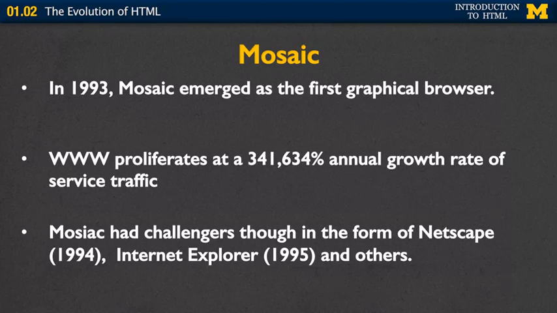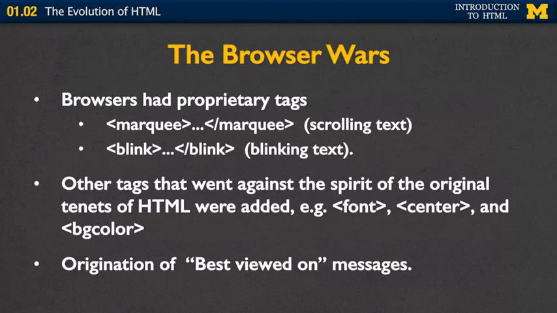Mosaic had challengers though, in the form of Netscape, Internet Explorer, and other browsers. This was the start of what we call the browser wars. Each of these browsers decided that they wanted to create proprietary tags that would only work on their browser. Some of the examples were marquee, where you could have scrolling text, or blink, which would only work on some of the browsers and not others.